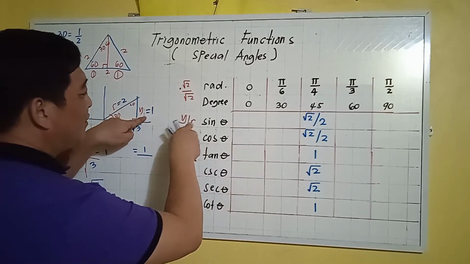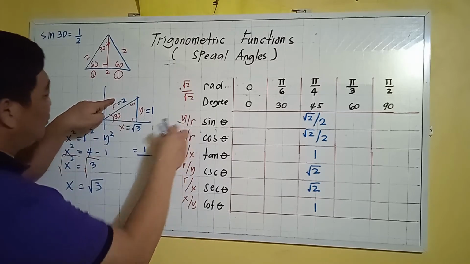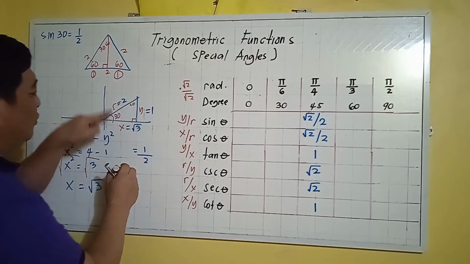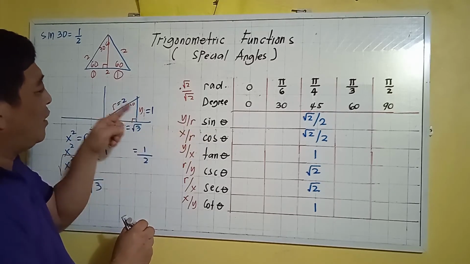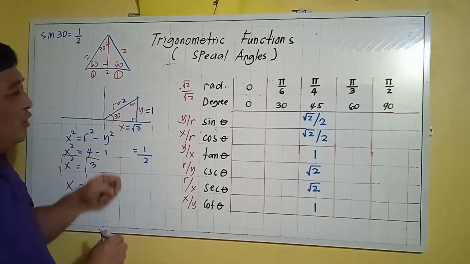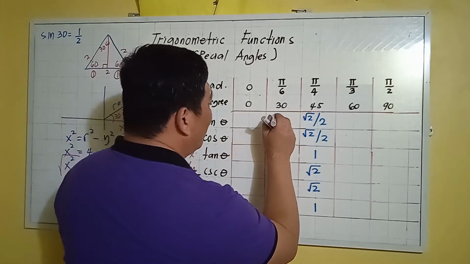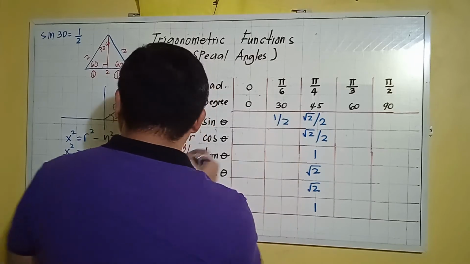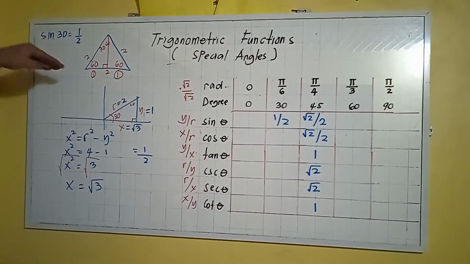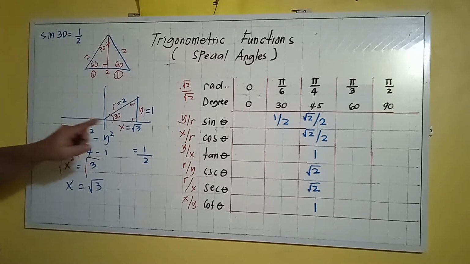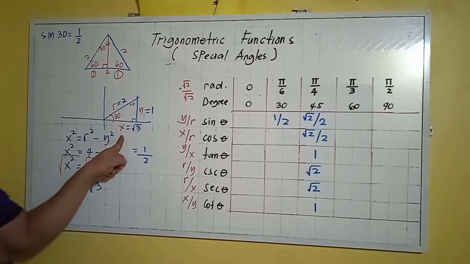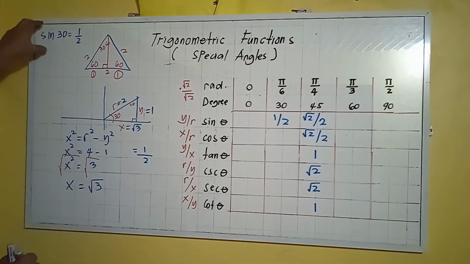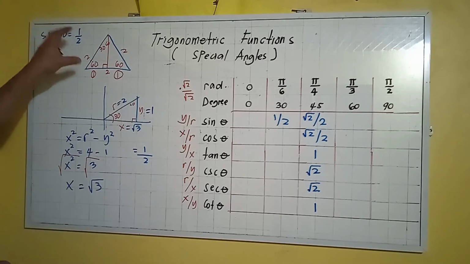Yung r natin is equals to 2. So, yung sine 30 degrees is equals to y over r, 1 over 2. So, tama yung dati ko na gagamitin. Sine 30 is equals to 1 half. So, alam mo na agad yung y. Alam mo na agad yung r. Pwede mo nang gamitin agad automatic yung Pythagorean theorem if you remember this value ng sine 30.